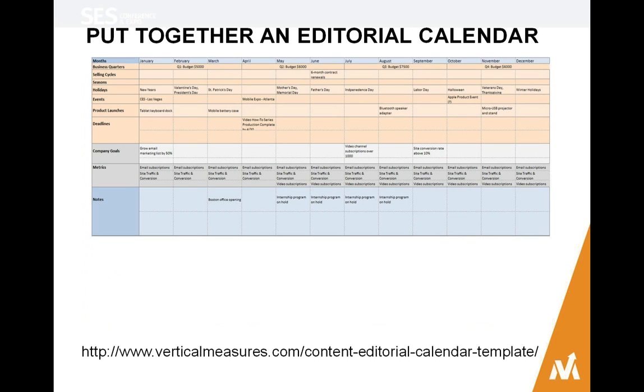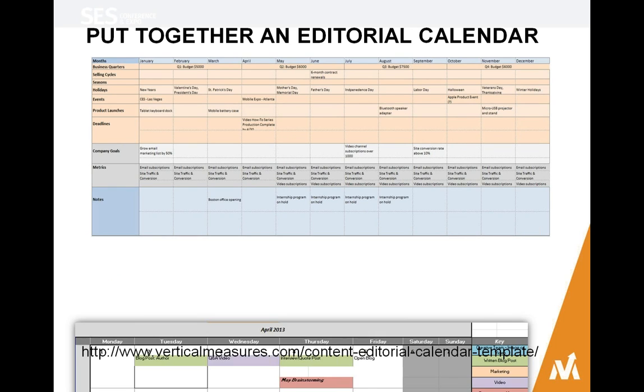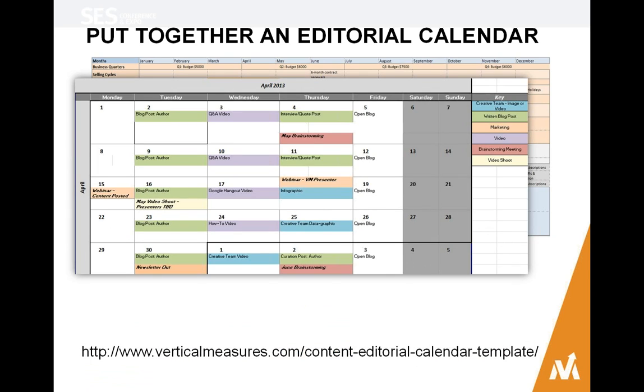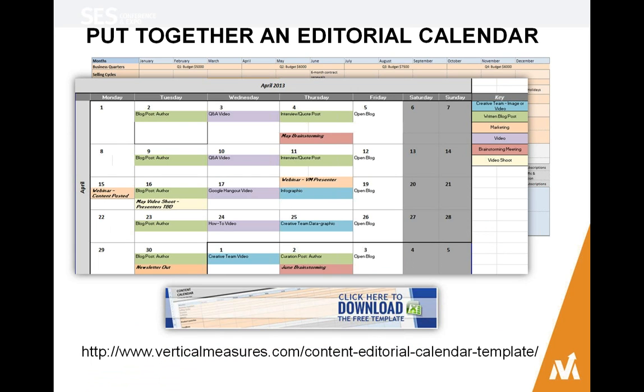And one of the things that we recommend to our clients, in addition to that annual calendar, is that they have a rolling 90-day calendar that has topics and titles and content formats, whether it's going to be text or graphics or infographics, that will help them as they publish. The link at the bottom here is actually to Vertical Measures, where you can download our editorial calendar.